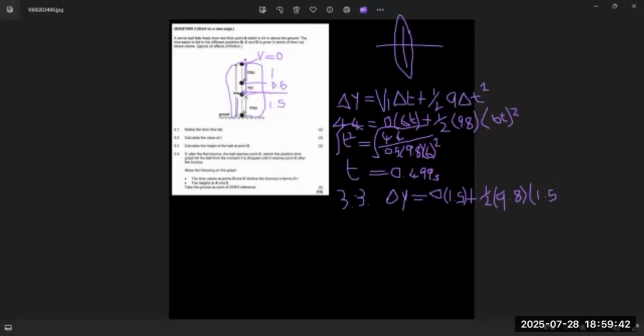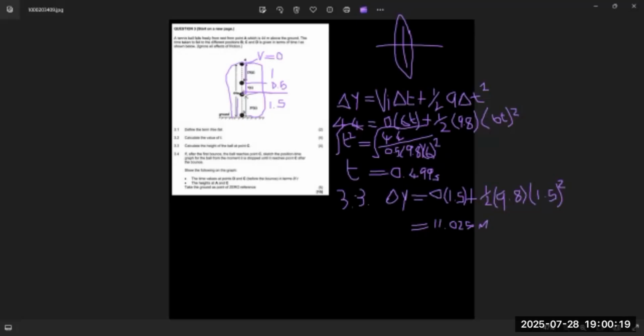If you punch that into your calculator, what do you get? So now it's 1 over 2, 9.8, 1.5 squared. We get 11.025. This is in meters.